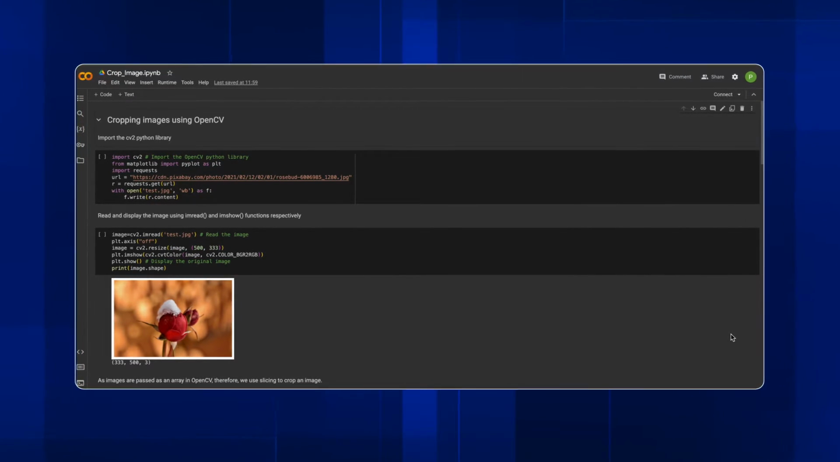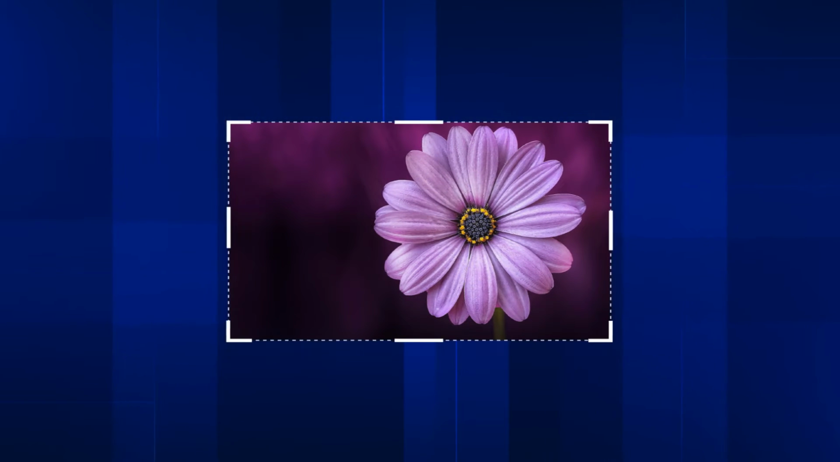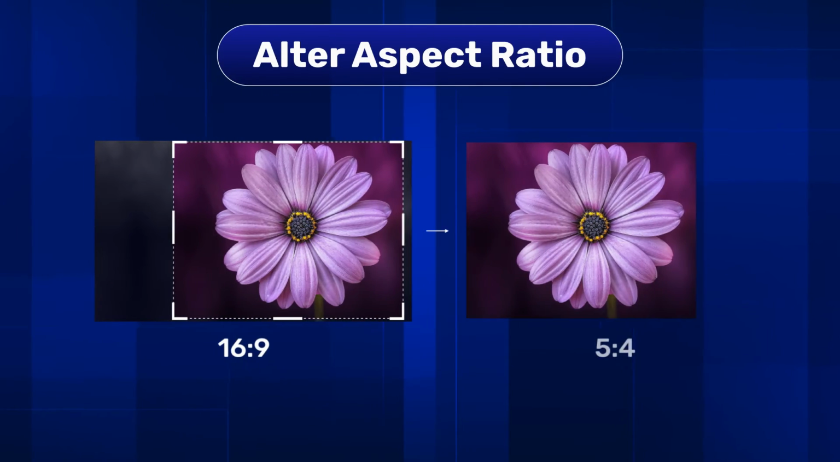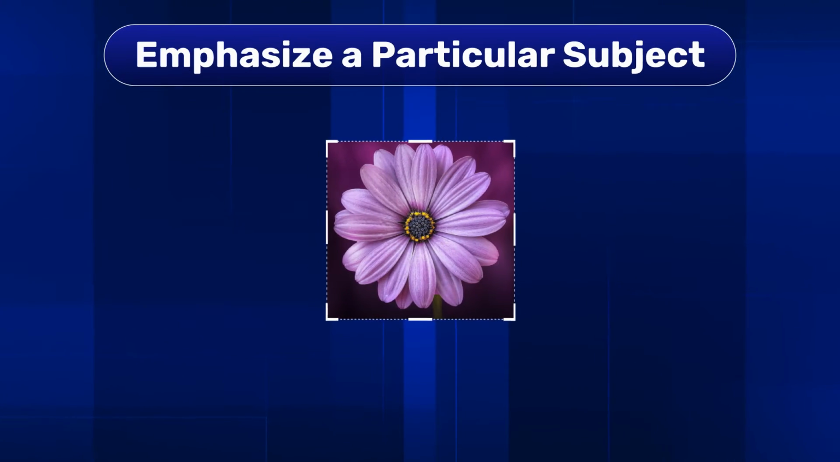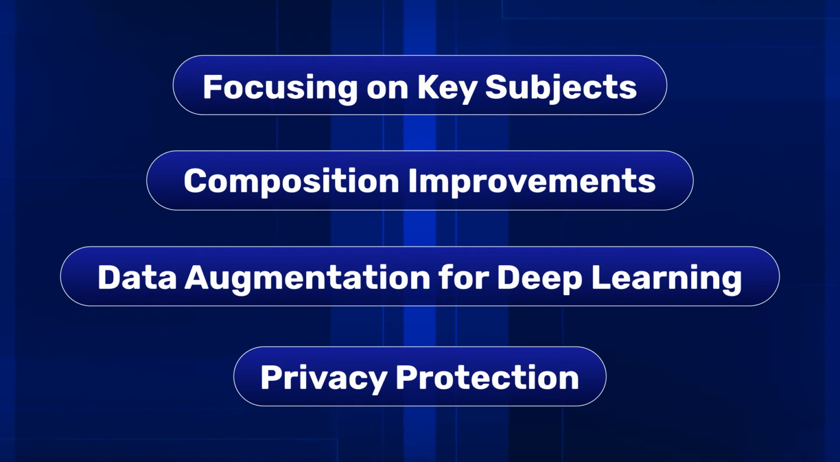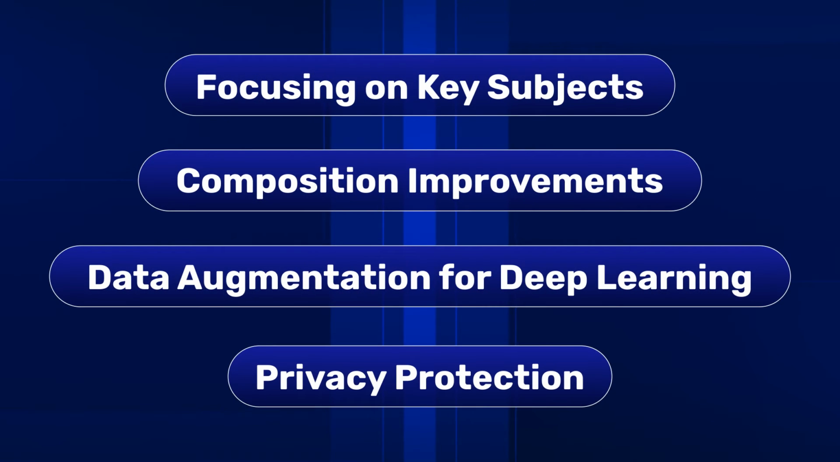But before moving any further, let's understand what cropping is. It is the process of removing outer parts of an image to improve framing, alter aspect ratio, or emphasize a particular subject. It turns out that there are multiple unique use cases for cropping. Let's have a look at them one by one to understand the key differences.